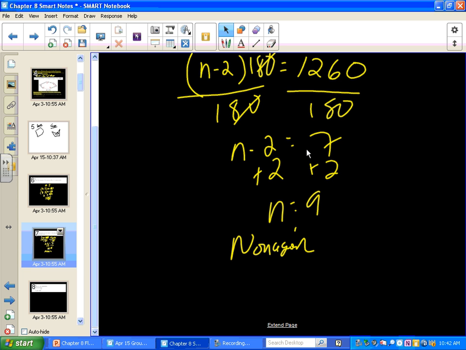Okay, your assignment for tonight, coming out of this pink packet: 8.1b, numbers 1 to 15.